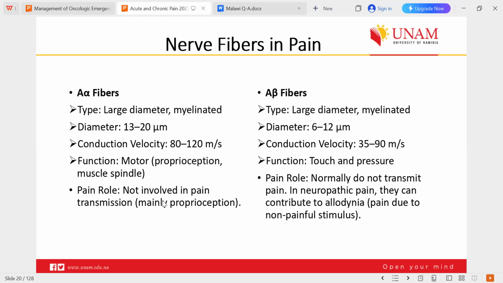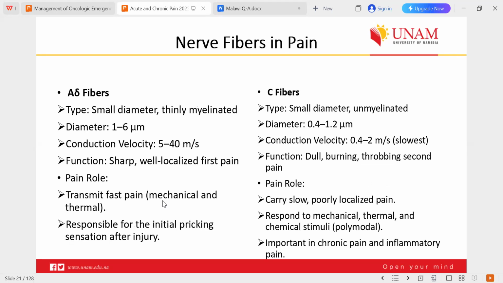Okay, so they're involved in motor function and proprioception. They are not actually involved in pain transmission. They're only involved in touch and pressure. The A beta fibers are also large diameter myelinated fibers, with a diameter of 6 to 12 micrometers, velocity 35 to 90 meters per second. They function in touch and pressure. So the A beta fibers also do not transmit acute pain, although they may be involved in neuropathic pain.